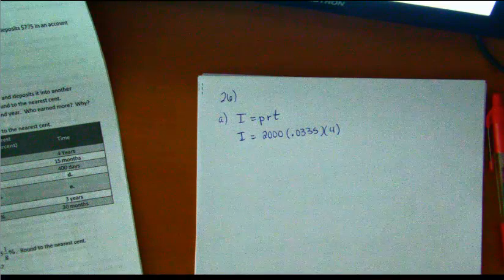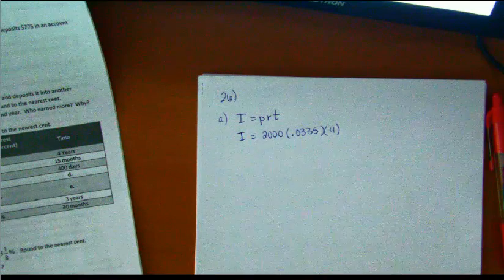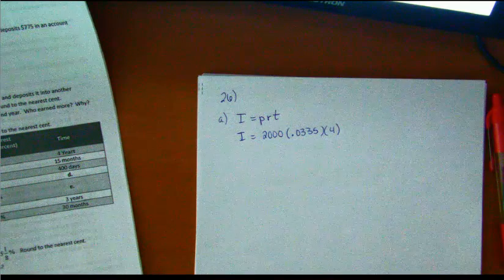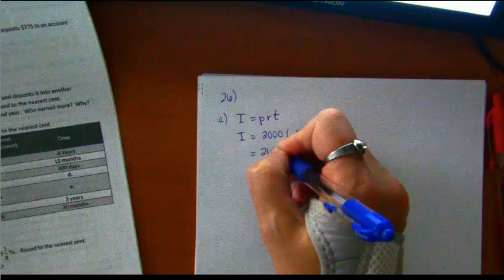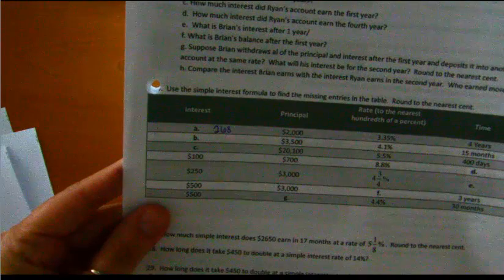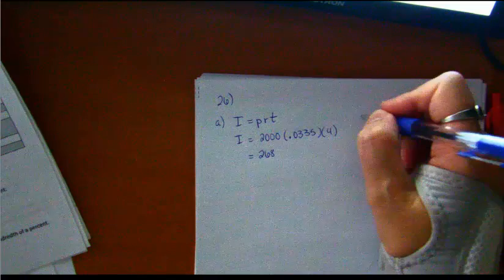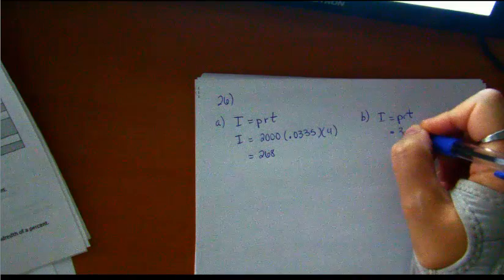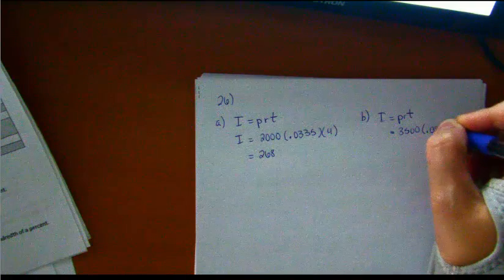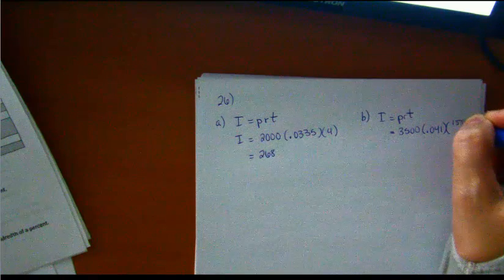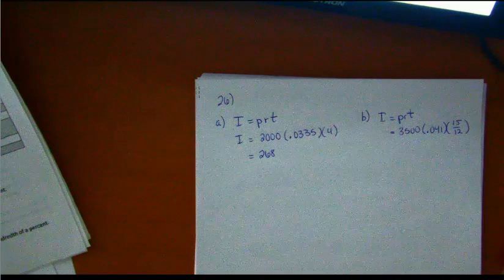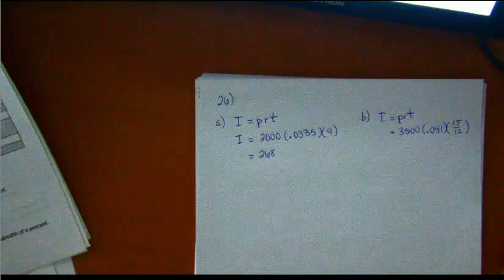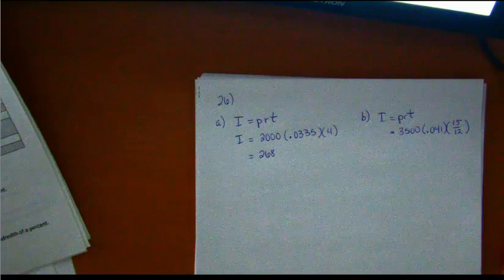So do 2,000 times 0.0335 times 4. So that's A, 268. Like that. B, same idea. Principal's 3,500. Rate is 0.041. Time is 15 months, so you have to do 15 divided by 12. Okay, so with this information, it wants to know how much interest we would get, when you've got the first column missing.